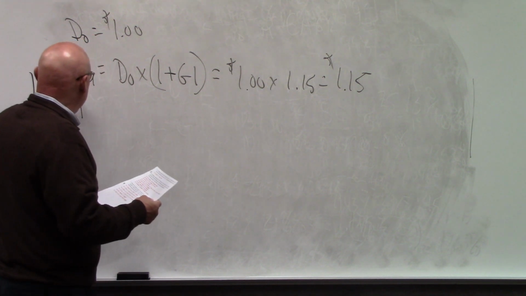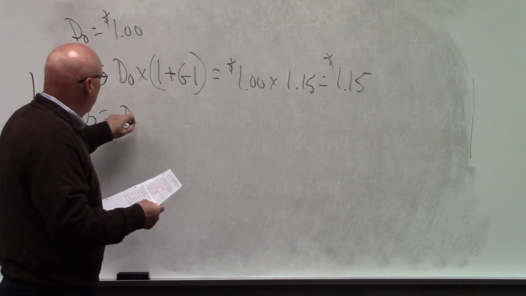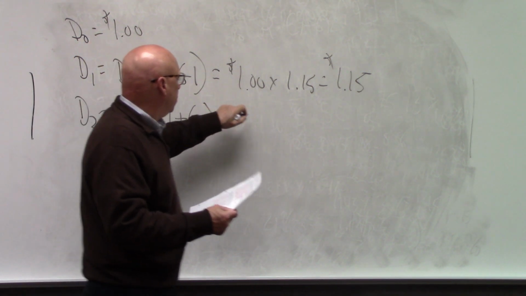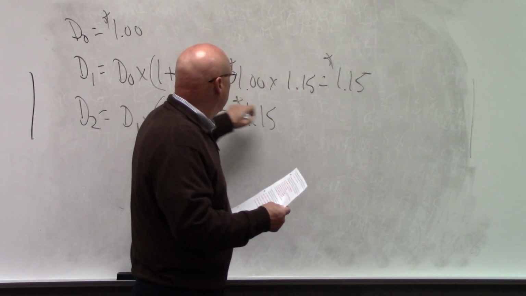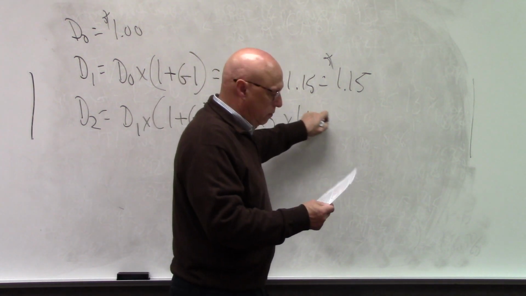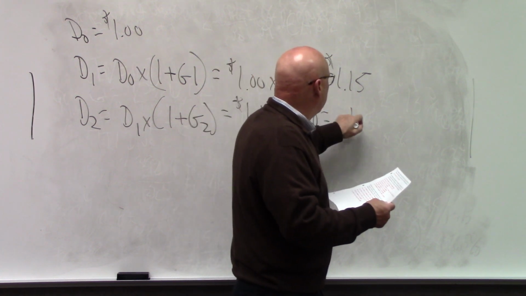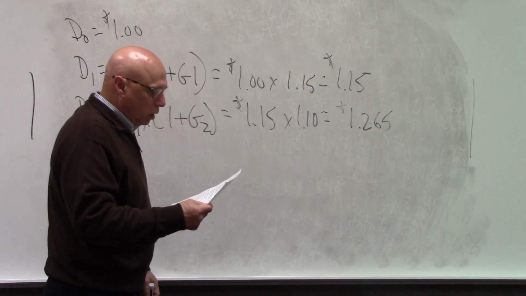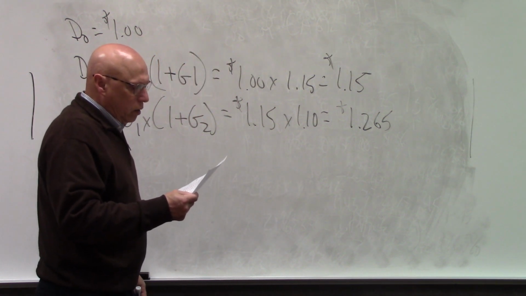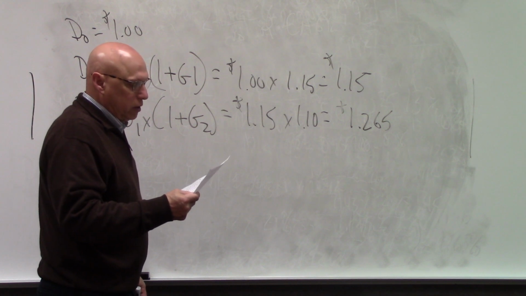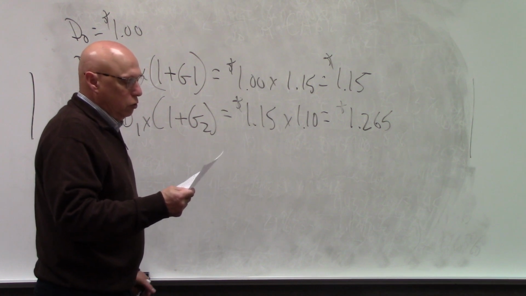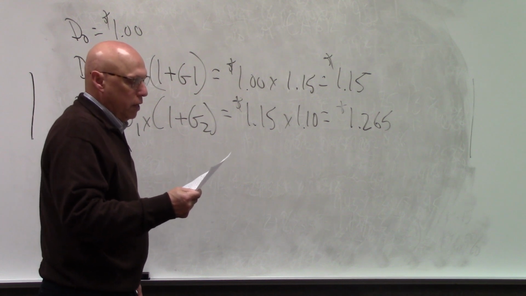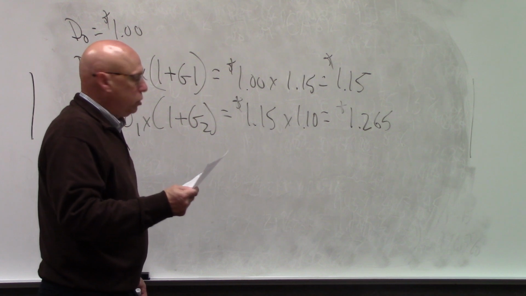10% the following year. D2 equals D1 times 1 plus G2, which is $1.15 times 1.10, and that is 1.265. They expect to grow at 5% after that. So there are 2 years of fast growth: 15% year 1, 10% year 2, and then they'll grow at 5%.